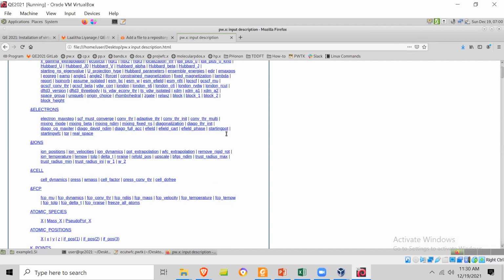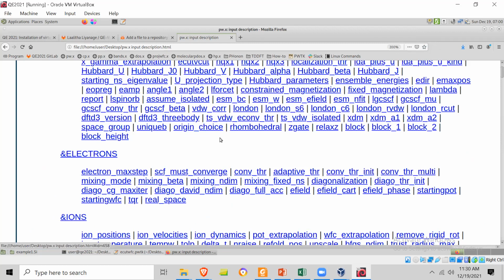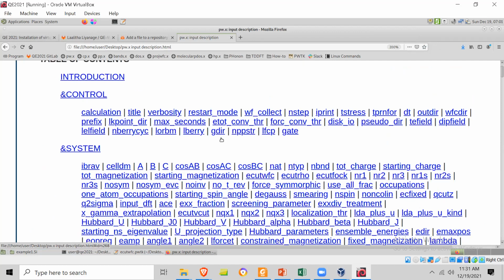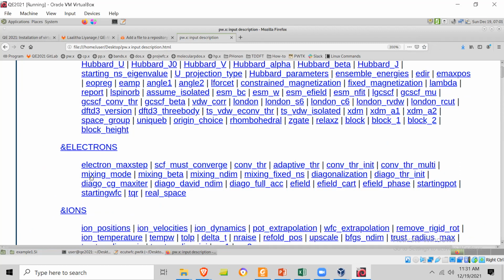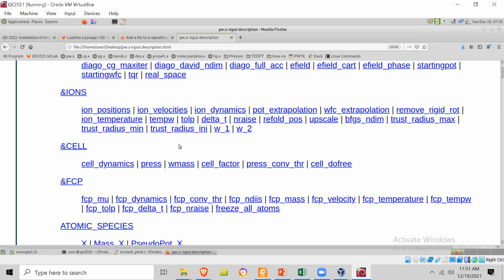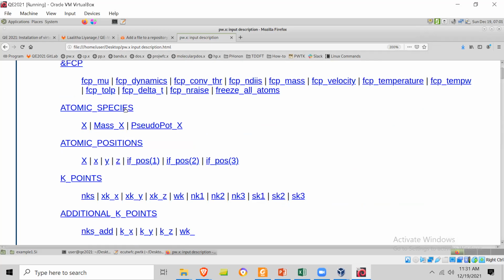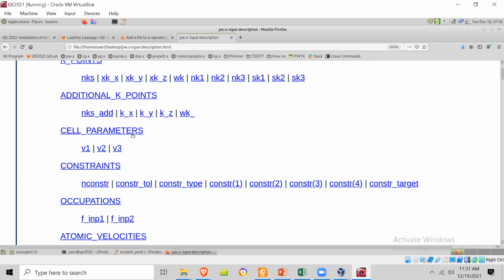So this is also now divided into these three or four cards. No, actually, there's a bunch of other cards that we normally don't use. But control, system, electrons and ions we normally use, and the cell we use to give the cell dynamics and how the cell has to change. And then we can use atomic species to say what species are there, atomic positions to list the positions, K points, and then cell parameters is the one where you define your own lattice vectors.